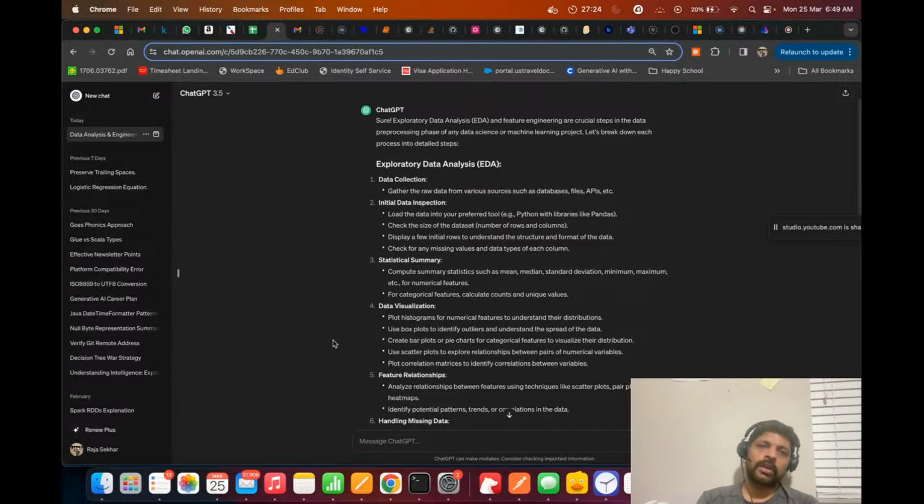Initial data inspection. Load the data into your preferred tool, for example Python libraries like Pandas. Check the size of the data set, the number of rows and columns. Display a few initial rows to understand the structure and format. Check for any missing values and data types of each column. Okay, that is initial data inspection. Very nice. Statistical summary: compute the summary statistics such as mean, median, standard deviation, minimum, maximum, etc. for numerical features.